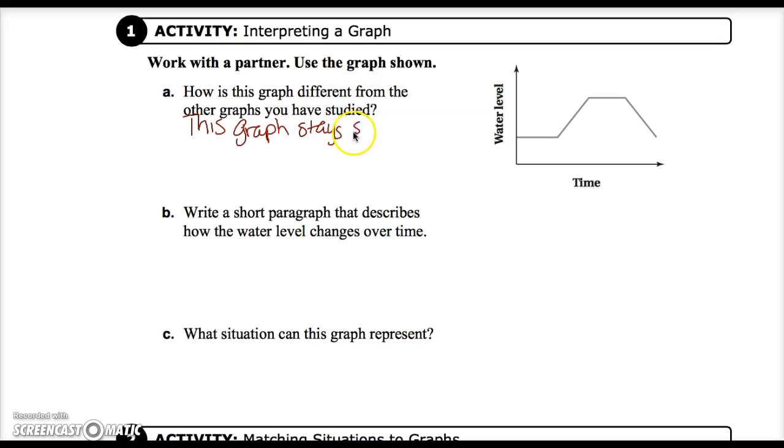stays straight, increases, and decreases. Ones before have been linear.